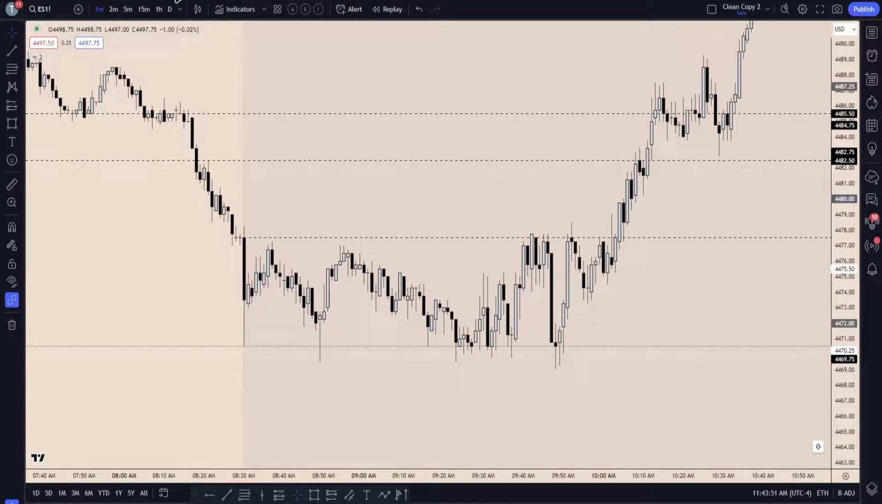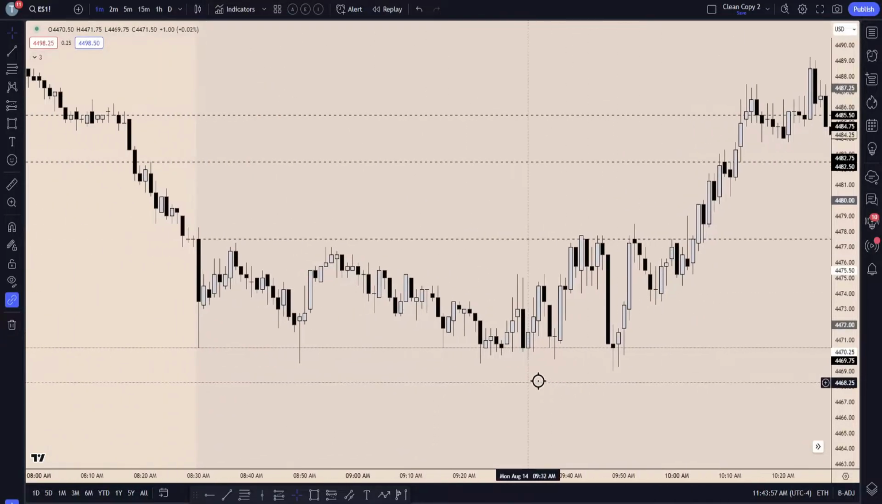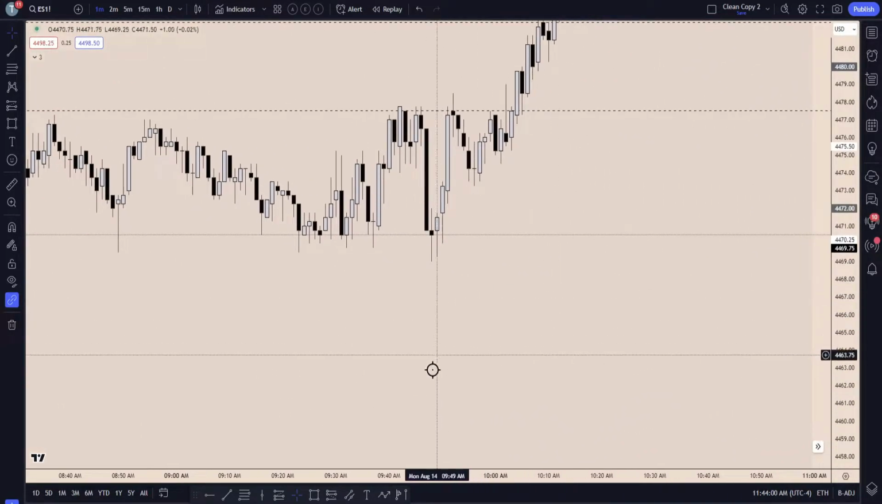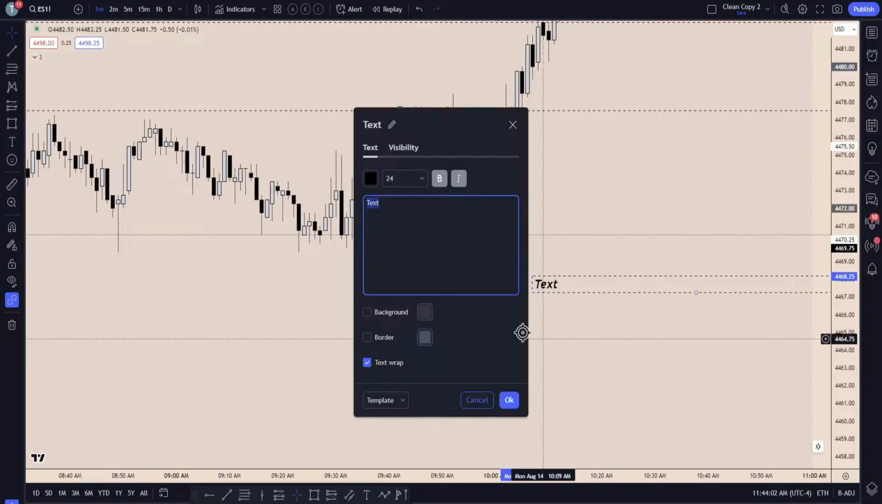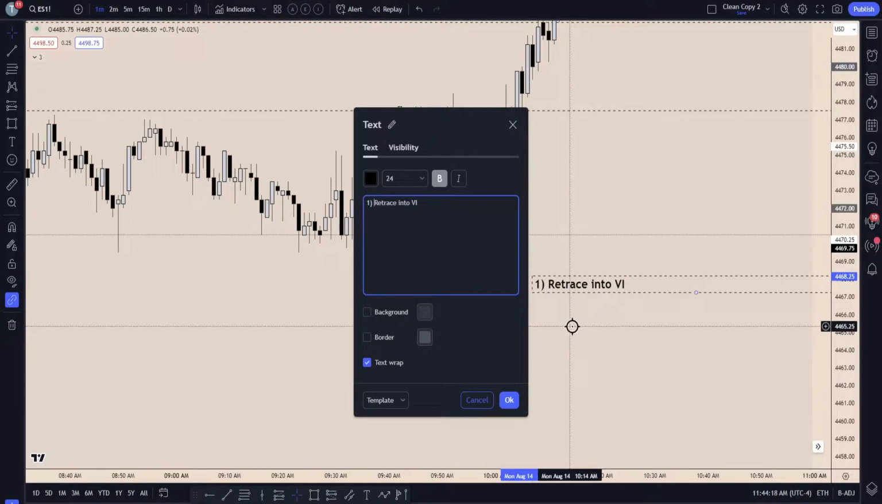Now that we understand the volume imbalance, let's talk about how I actually utilize it within my trading. I really have three different ways that I go about utilizing it. We can write them out. The first is a simple entry technique, where I wait for a retrace into a volume imbalance. So that's the first way I go about utilizing them, looking for a retrace into a volume imbalance to get long.